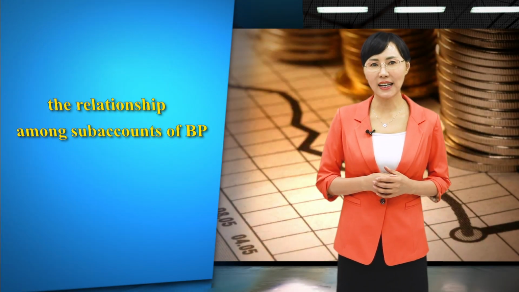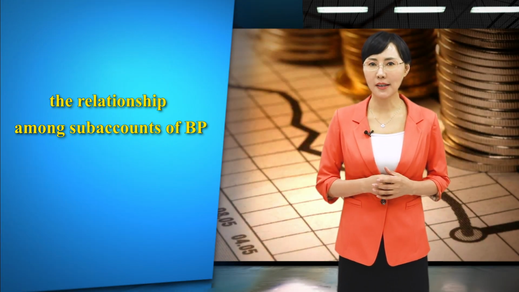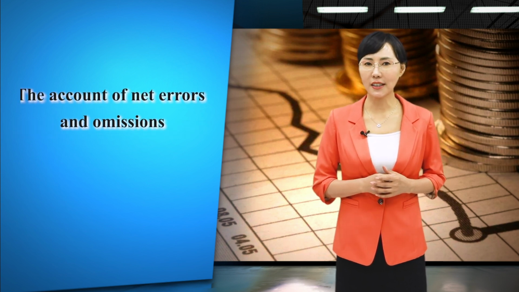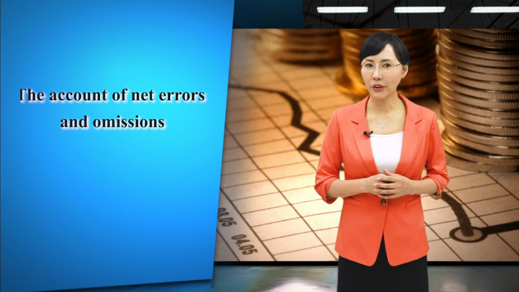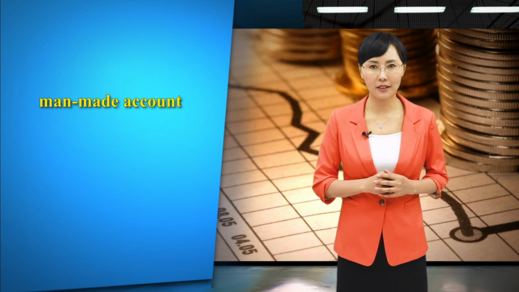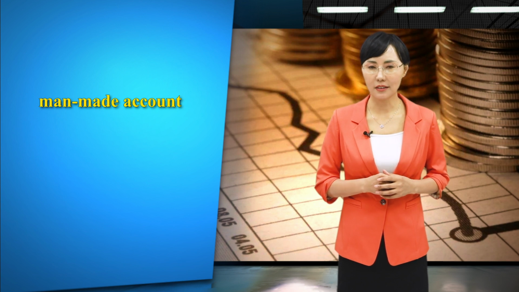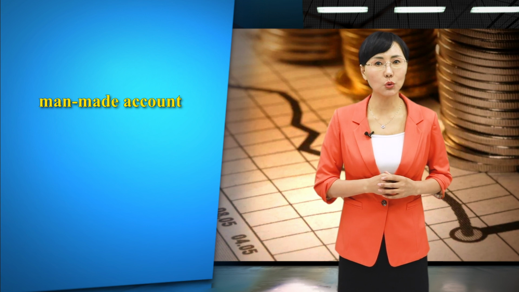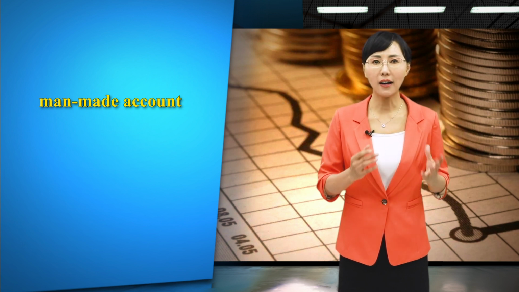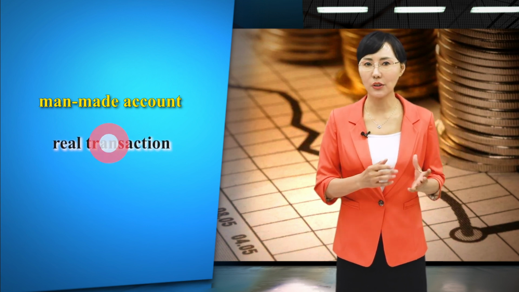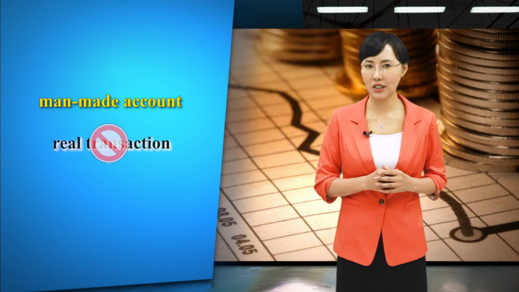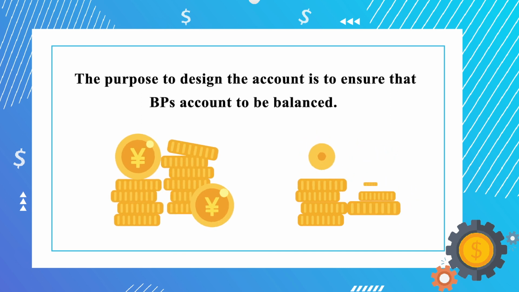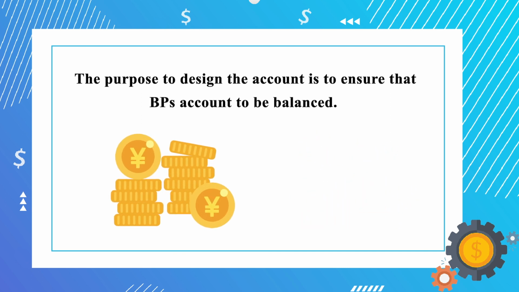Let's continue with analysis of the relationship among sub-accounts of BP. For the account of net errors and omissions, I would like to remind you it is a man-made account. Except this account, all other accounts in the BP correspond to real transactions. Only this account does not correspond to any real transaction. The purpose of designing this account is to ensure that BP's account is balanced.